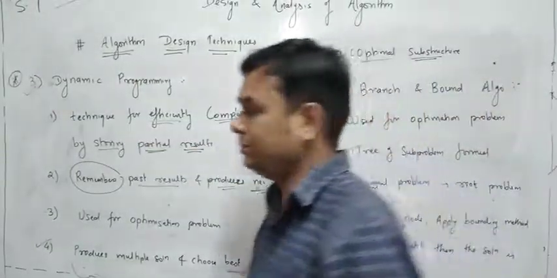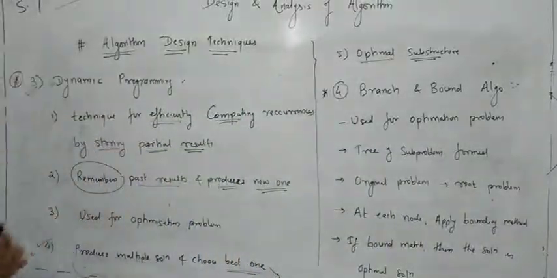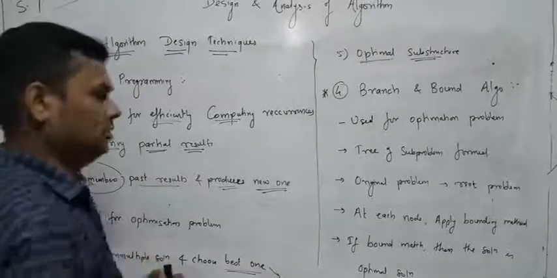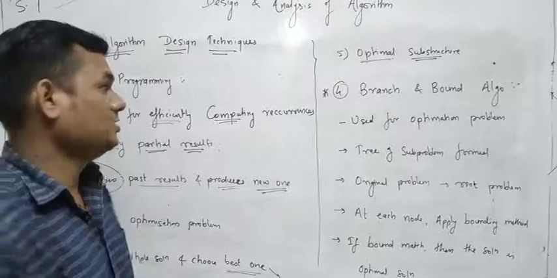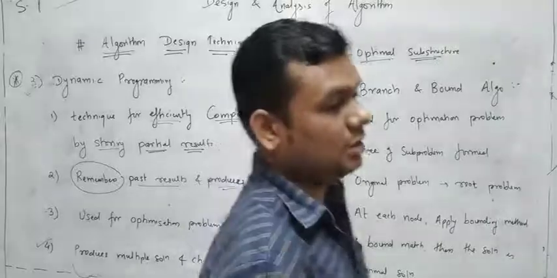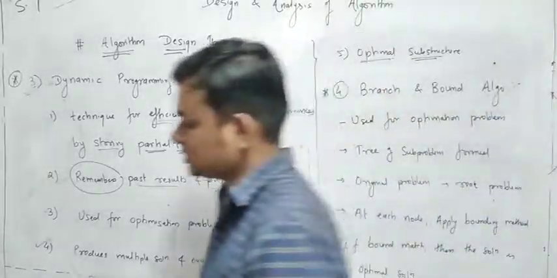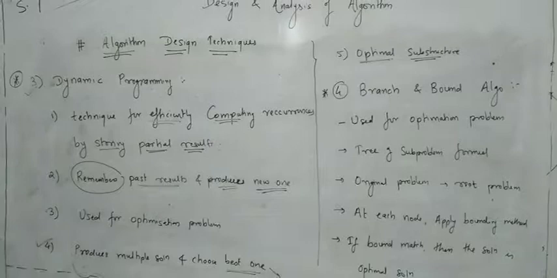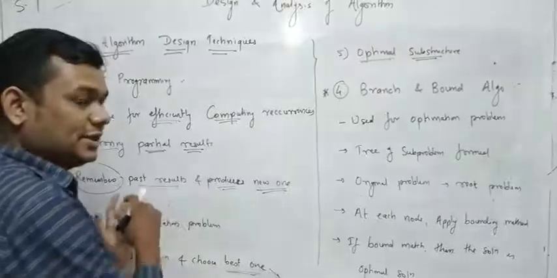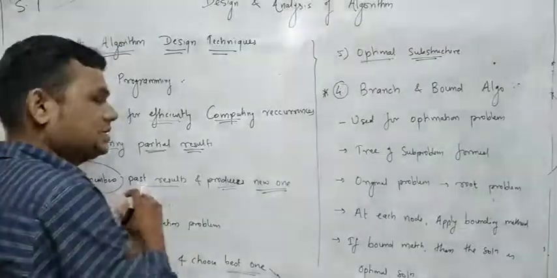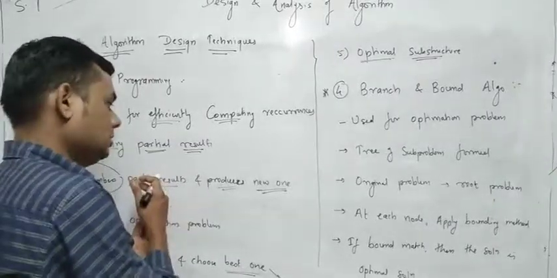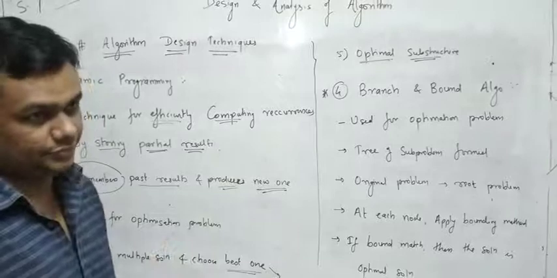It is very easy to learn. It is a technique for efficiently computing recurrences. By using the recurrence method, it stores the partial solutions to the subproblems. The past result is very important, because from the past result of any subproblem, the next subproblem uses that past result and produces the new result.